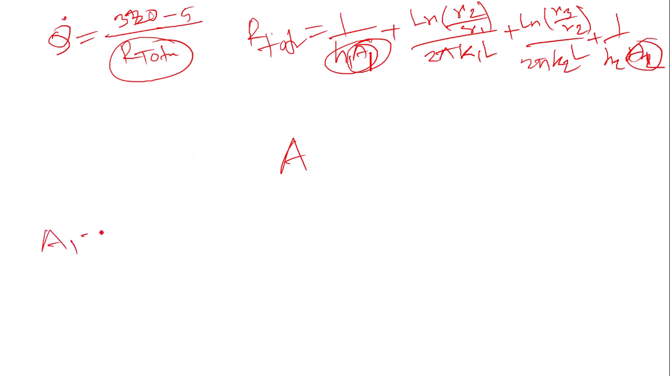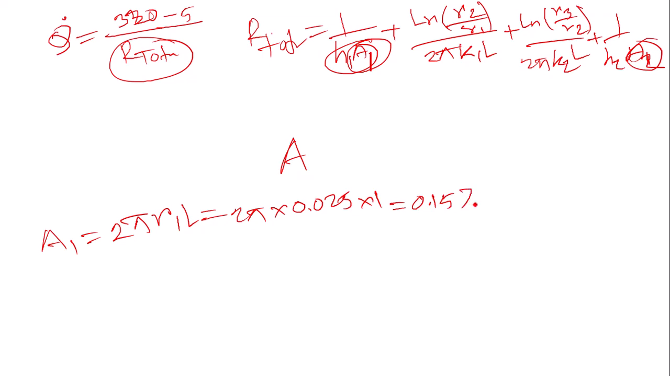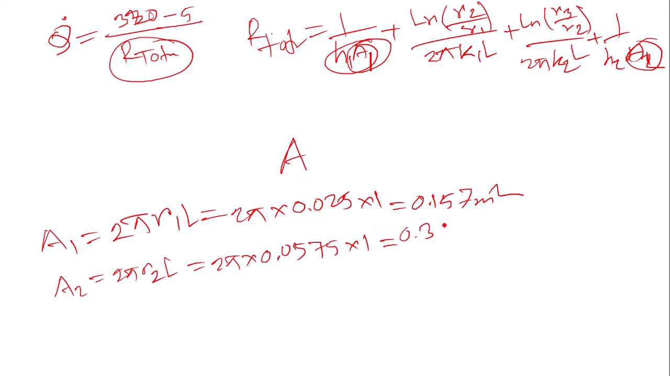A1 equal to 2 pi R L. This one is the periphery area. That is 2 pi R1 L, with R1 0.025 and L equal to 1, equal to 0.157 meter square. And A2 equal to 2 pi R2 L, with R2 0.0575 into 1, equal to 0.361 meter square. By this we will get 1 divided by h1 A1, as we have seen before in the previous slide.